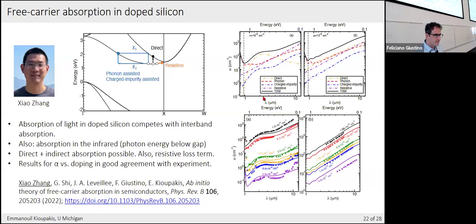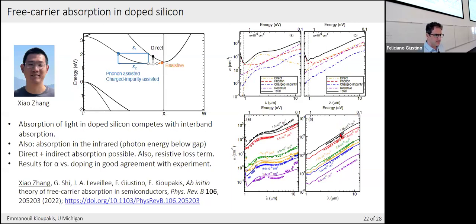Now, these are the spectra of silicon. Notice this is the infrared range. All these energies are below the bandgap of 1.2 eV. We're looking at infrared light. And as you see, doped silicon does absorb. And all of these terms you see here play a role: the direct term, the phonon-assisted, charge impurity assisted, as well as the resistive term. And if you put them all together, you get this line that once you compare to experiment, you see they're in excellent agreement both for N-type doping by electrons as well as P-type doping from holes.